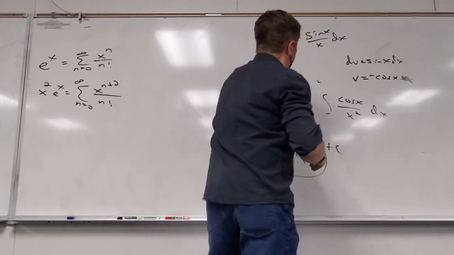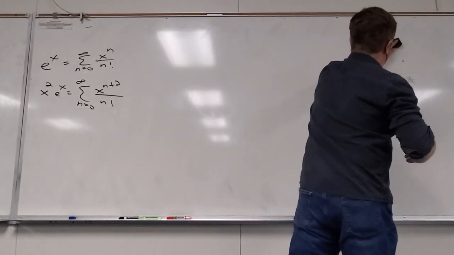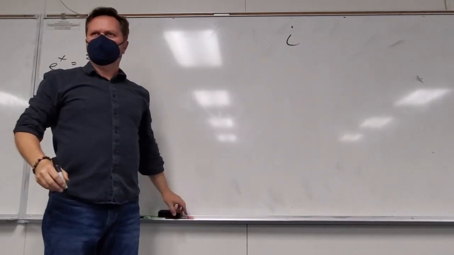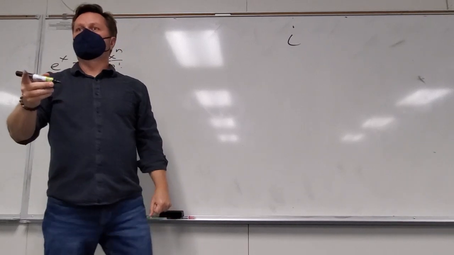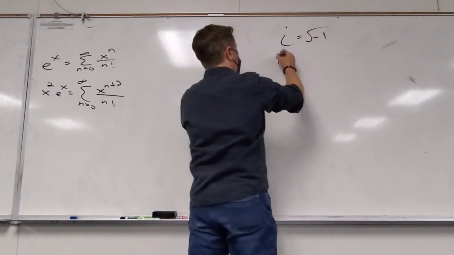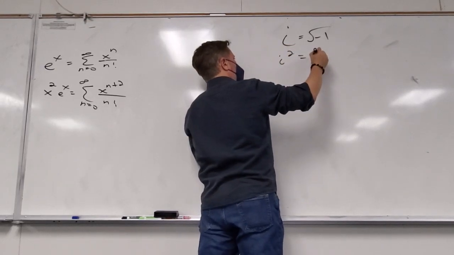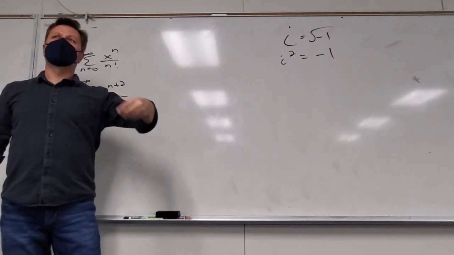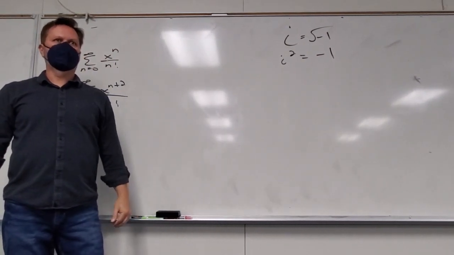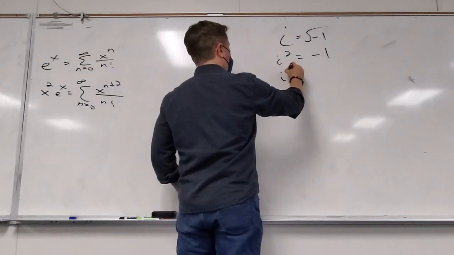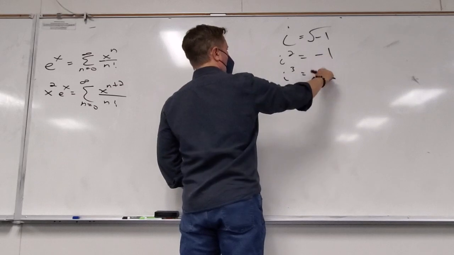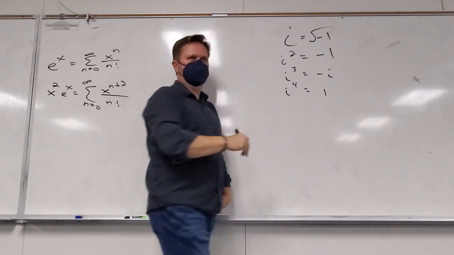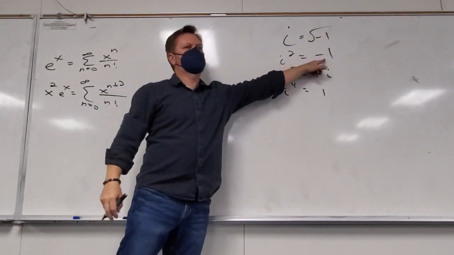Do me a favor, real quick. Do you guys remember this? I. Do you remember I? What's it equal to? Square root of negative 1. What's I squared? Negative 1. You have to go imaginary to get something that multiplies by itself and gives a negative answer, right? What's I cubed? Negative I. Just keep multiplying by I. What's I to the 4th? 1. Yes. I to the 4th is I squared times I squared, negative 1 times negative 1, which is 1.